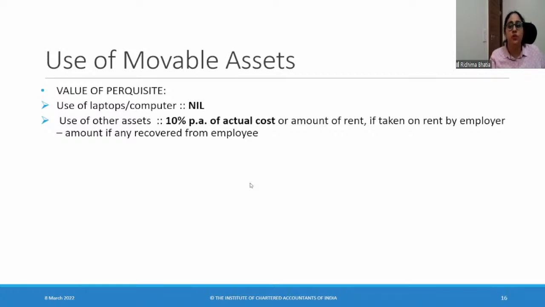In education facility, only the cost of education is what we are talking about. See, anything not covered in this list, any personal expenditure of the employee, if borne by the employer, would be a perquisite. Simple, full stop.